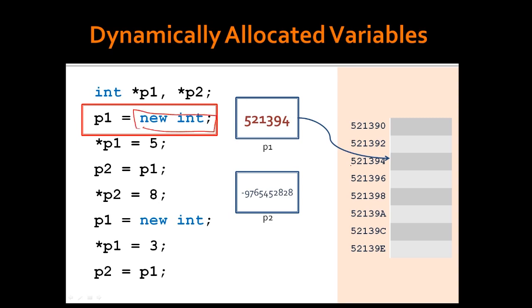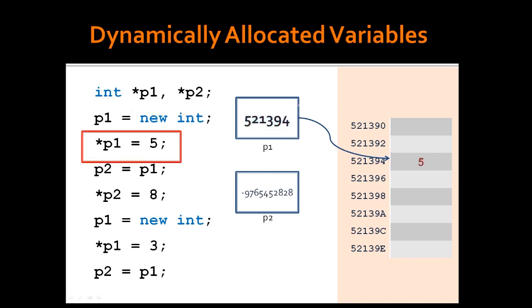The next thing that we do is, when we have a new integer, I'm going to say that new integer is a variable that gets created on the heap somewhere, and it has this particular address, which is a number, 521394. So 521394 is what actually gets stored into p1. Now, when I say something like *p1 = 5, that's going to go to the address in p1 and put the value 5 in there.